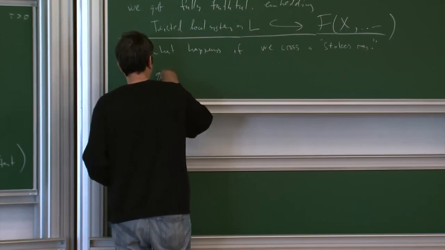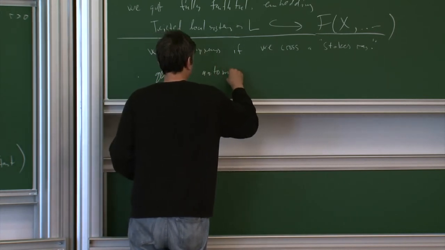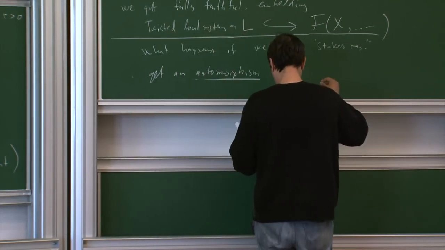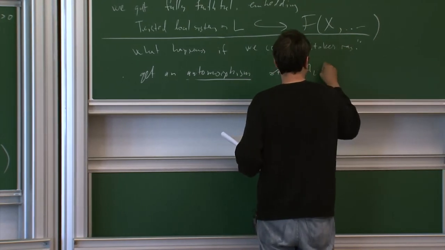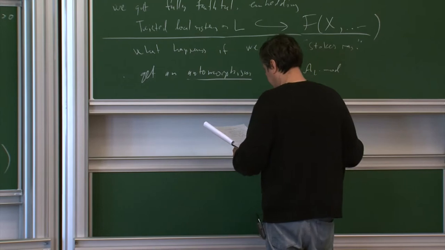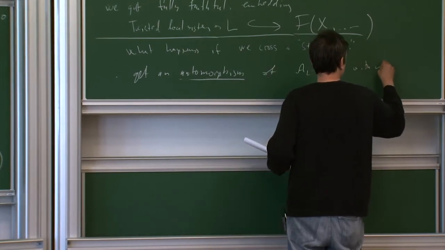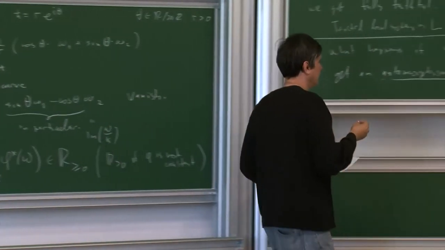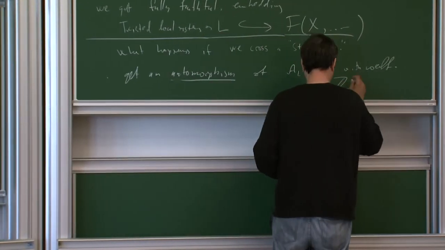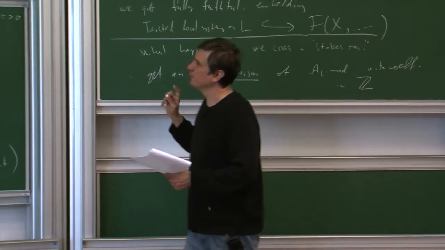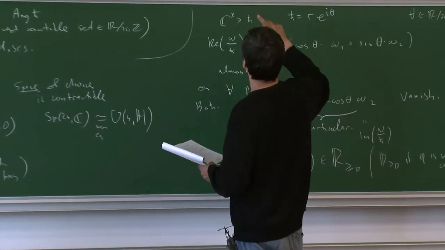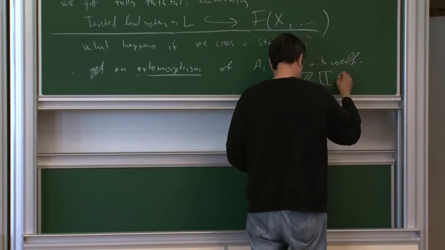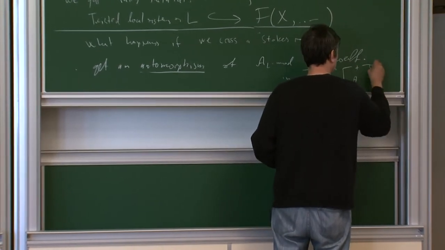So it means that you apply some automorphism. Then we should get an automorphism of this category of A L modules with coefficients in a certain ring. Maybe Jan was right. At least I'll explain what it means to have coefficients in this ring.